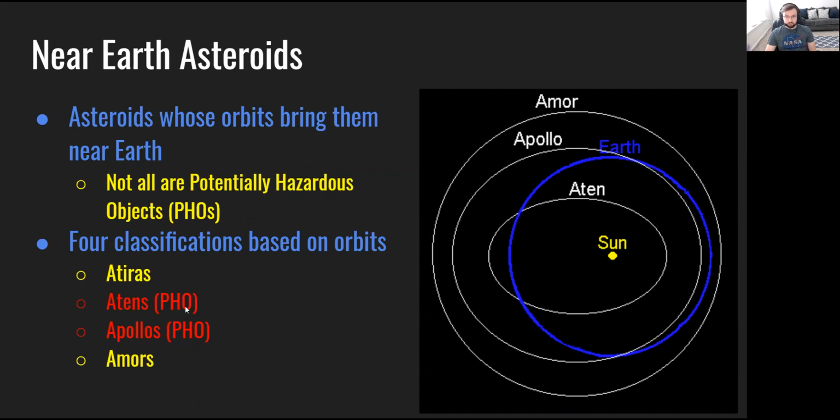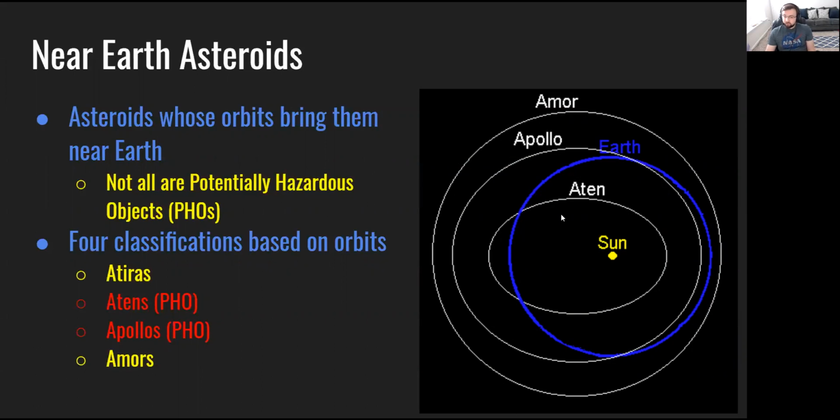PHO stands for potentially hazardous objects. These two are potentially hazardous to the Earth. And if you look at the picture on the right, here's why. The sun is at the center here. Earth's orbit is this blue circle. Notice the blue circle intersects these two white circles. This tells you the Earth's orbit crosses the orbit of these asteroids.